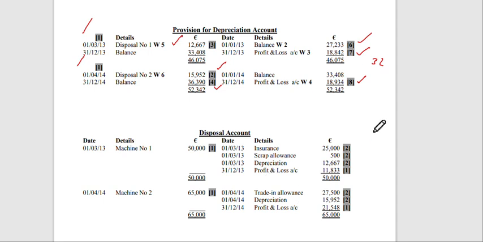Then our disposal figures. Again, these aren't worth as much marks. There are 2, 4, 6, 8, 10, 12, 14 marks here. But again, machine number 1, that's the cost figure. Machine number 2, that's the cost figure. The insurance figure we're given, the scrap allowance figure we're given. The depreciation we worked out in our depreciation, it's up here. And the profit and loss figure is the balancing figure. Similarly, trade-in allowance, depreciation of 15,952 is up here as well, and the balancing figure. So that's it for 52 marks.